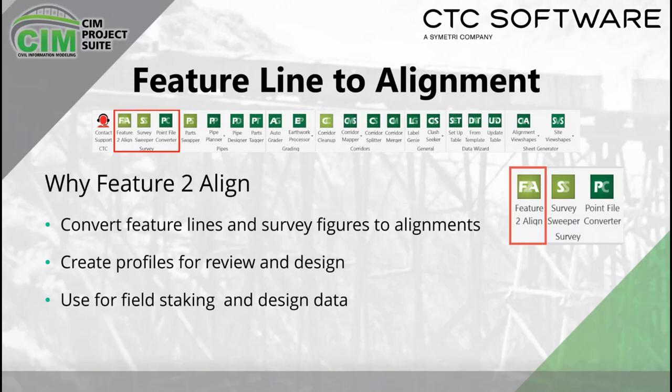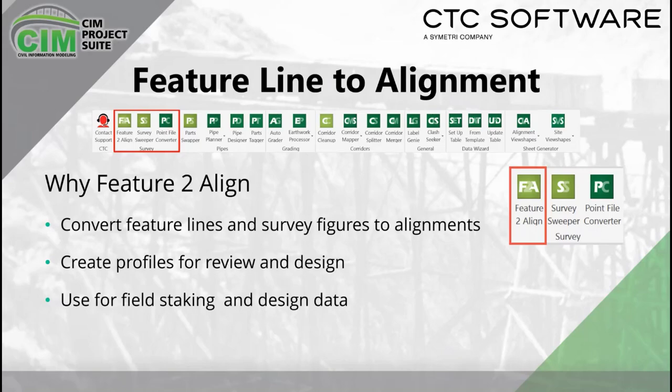As you see up there in our screenshot of our ribbons, they're on the far left side. There are two we're talking about, Feature to Align and Survey Sweeper. We also have Point File Converter, which helps so that all you need is one set of point codes in the field for your survey guys.